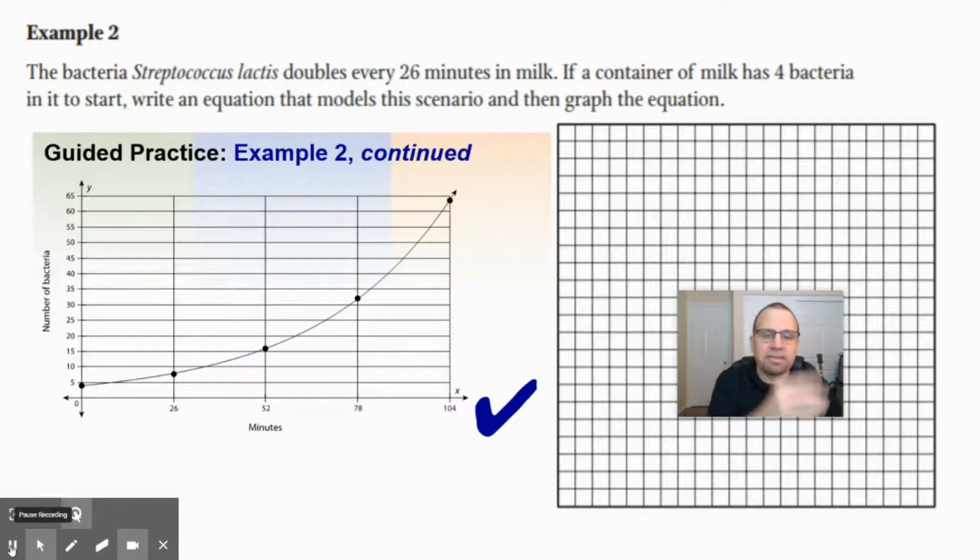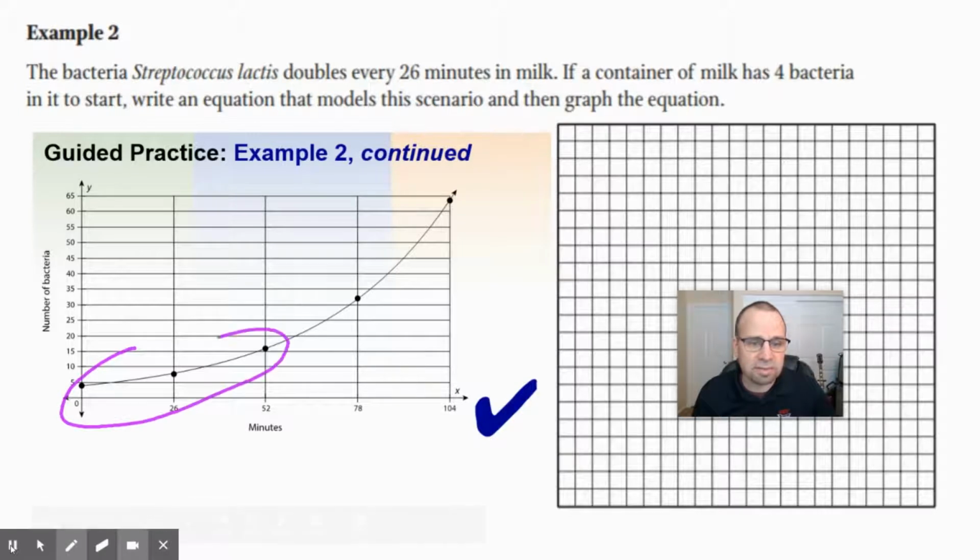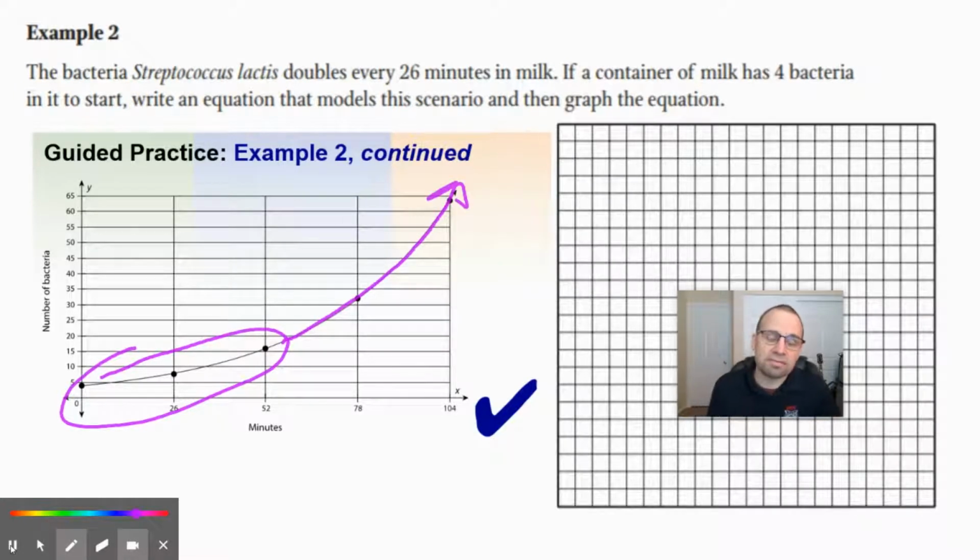And there's the official book's answer. Again, notice not too much is happening in the very beginning in this section. Some people will accidentally draw a straight line. It's curving a little bit, but you'll notice as x gets larger, it really starts to take off.